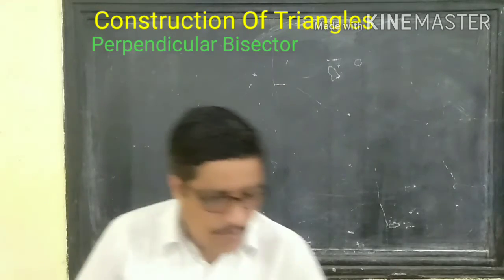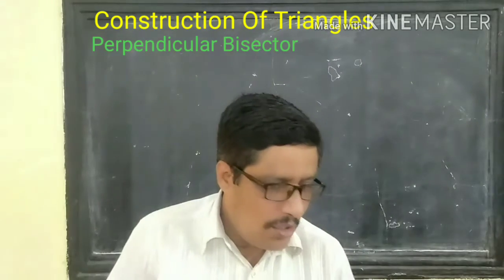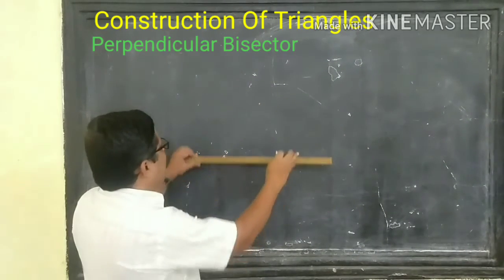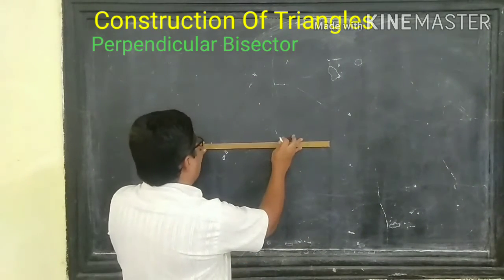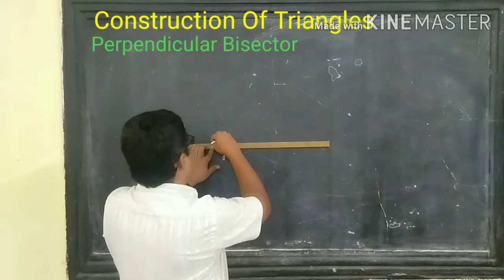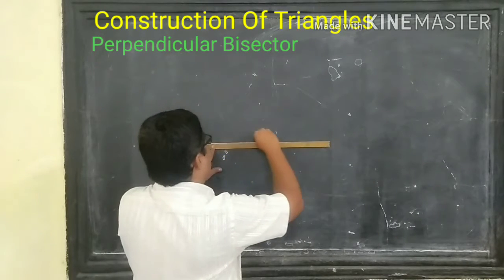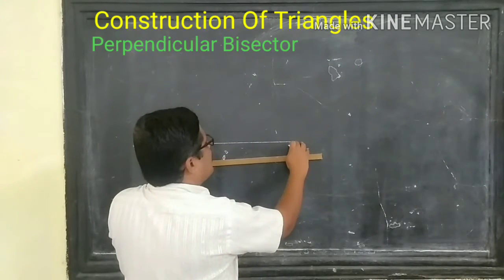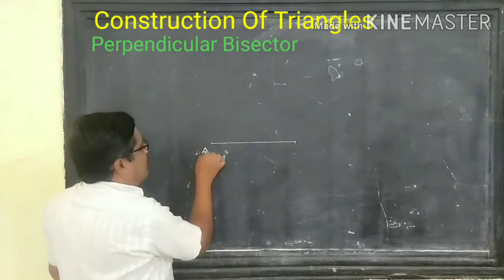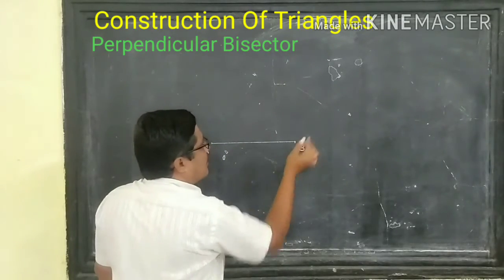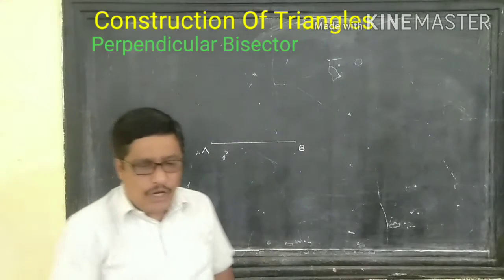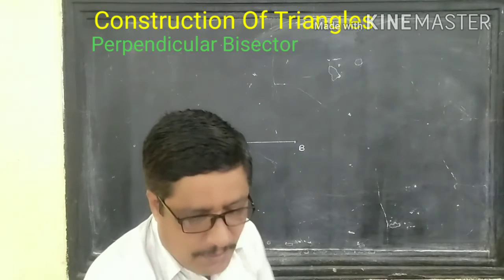For that, we have to take a segment. We can take segment of different length. Here roughly I have taken segment AB. So this is segment AB. Now we are going to draw perpendicular bisector of this segment AB.